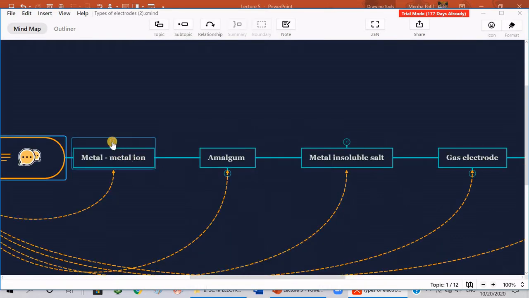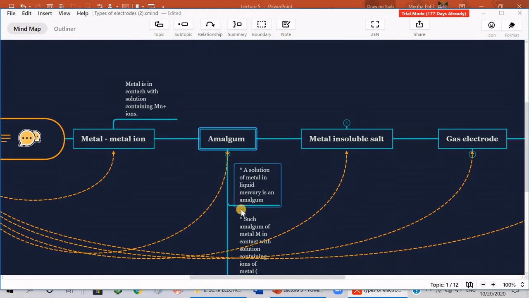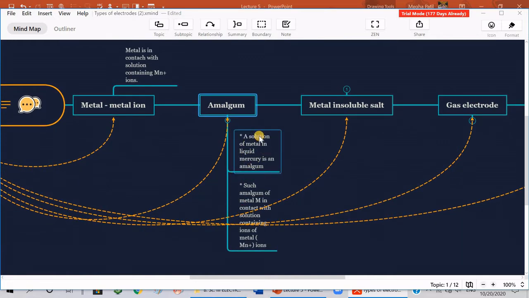First we will see the metal ion electrode. A metal in contact with a solution containing ions of that metal, M n plus, is called a metal ion electrode. Then the amalgam electrode. What is an amalgam? First we will see what an amalgam is. It is a solution of any metal in liquid mercury, means a mixture of metal and mercury is an amalgam. Such an amalgam of a metal in contact with the solution containing ions of that metal, that type of electrode is called an amalgam electrode.